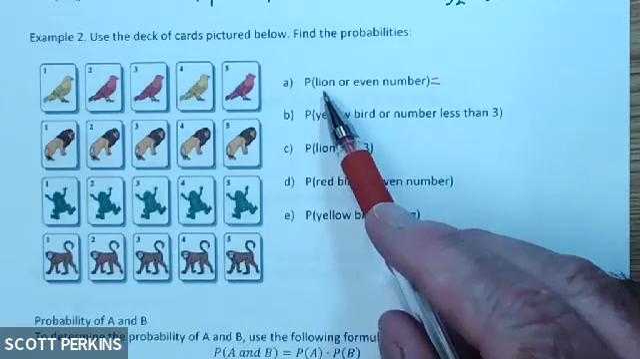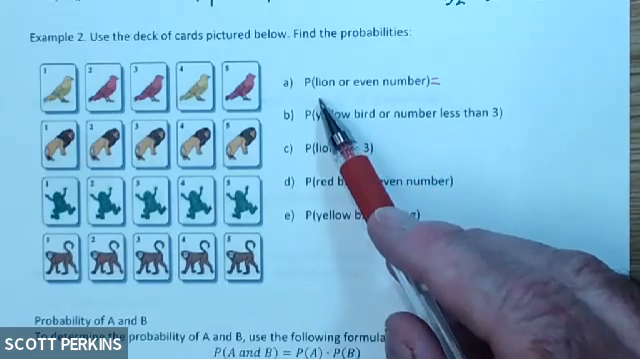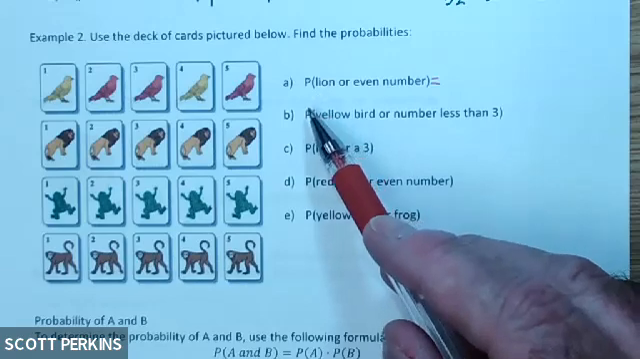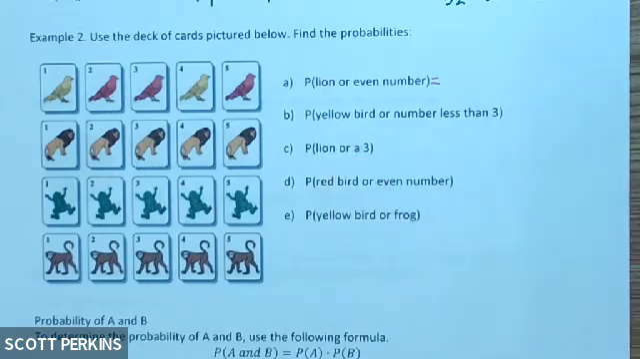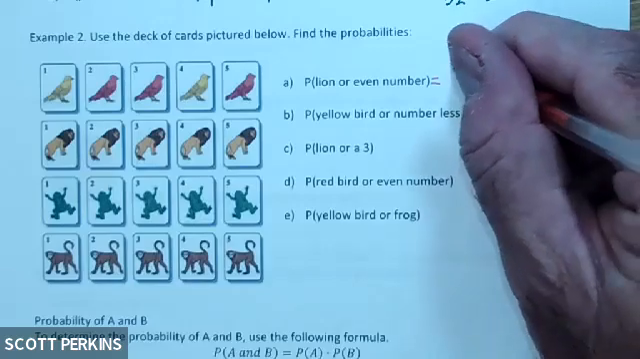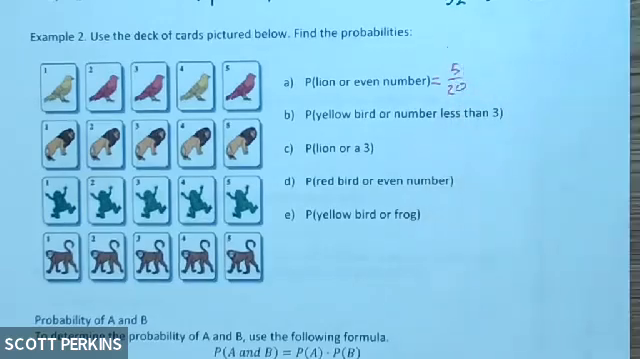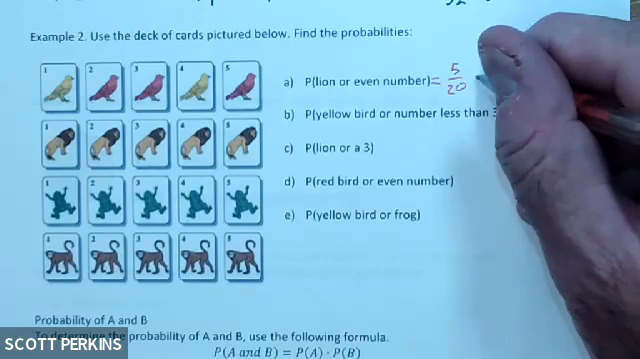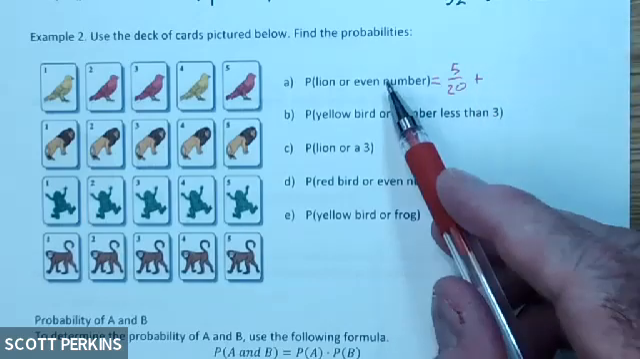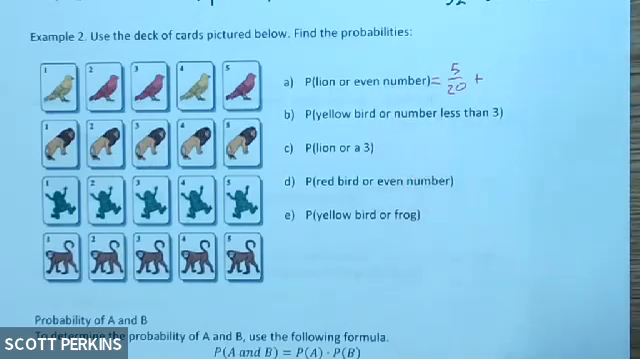So first, the probability of a lion. Will somebody tell me, what's the probability that if I close my eyes and pull a card from this deck, it's going to be a lion? Yeah, there's 5 lions out of the 20 cards. Great. Plus an even number. Same thing. What's the probability of an even number?